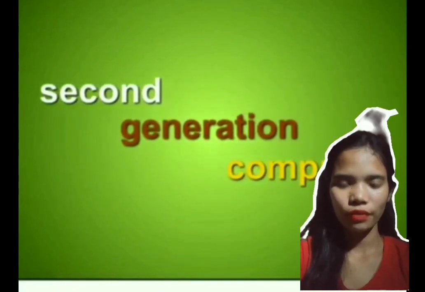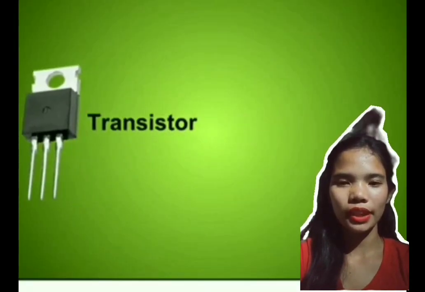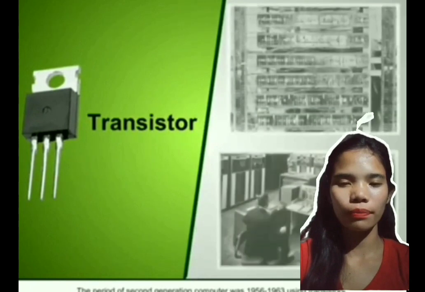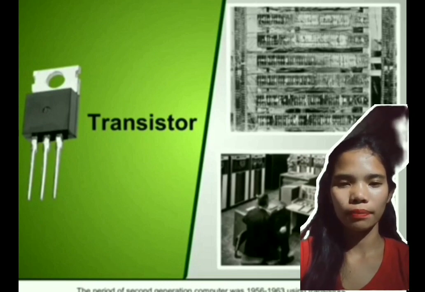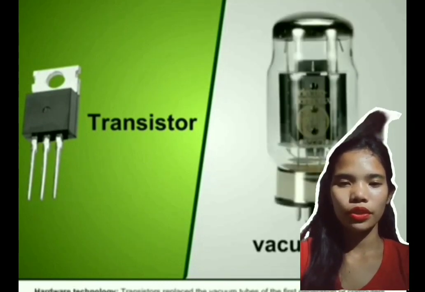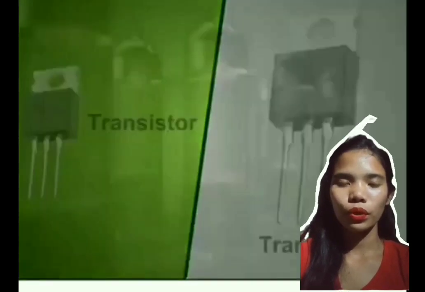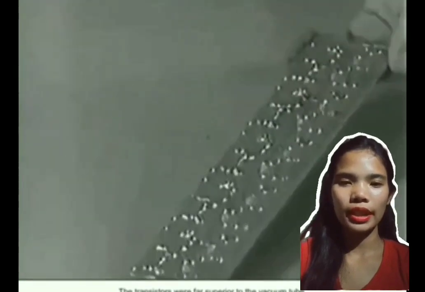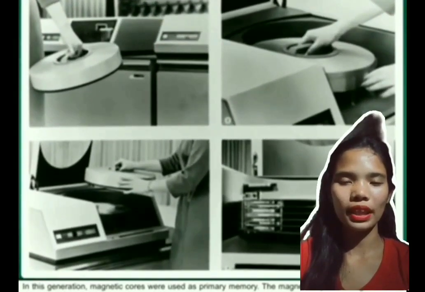Second generation of computers. The period 1956 to 1963 is roughly considered the period of the second generation of computers. The second generation computers were developed using transistor technology. In comparison to the first generation, the size of the second generation was smaller. In comparison to computers of the first generation, the computing time taken by the computers of the second generation was lesser.